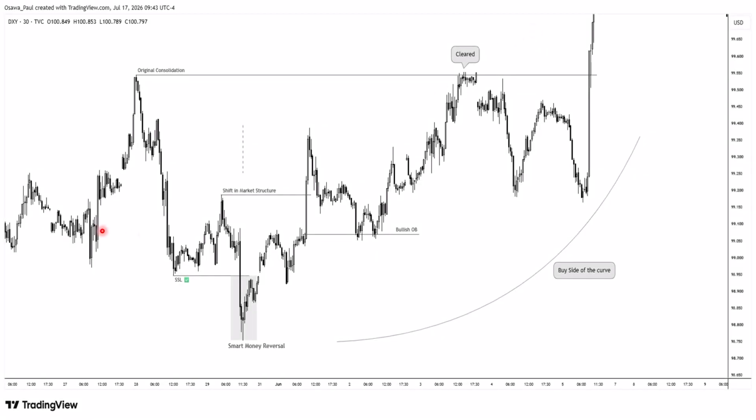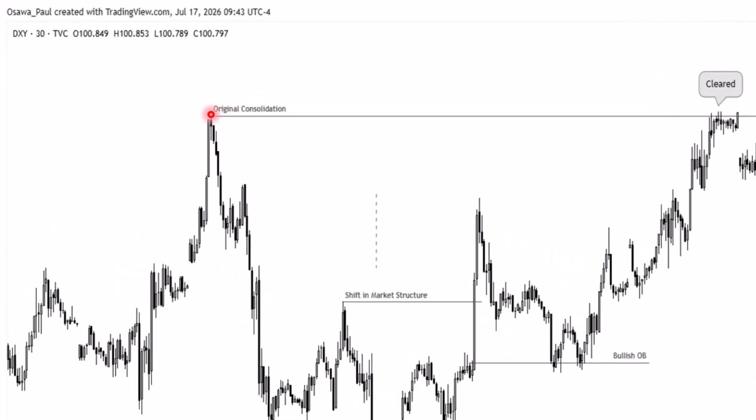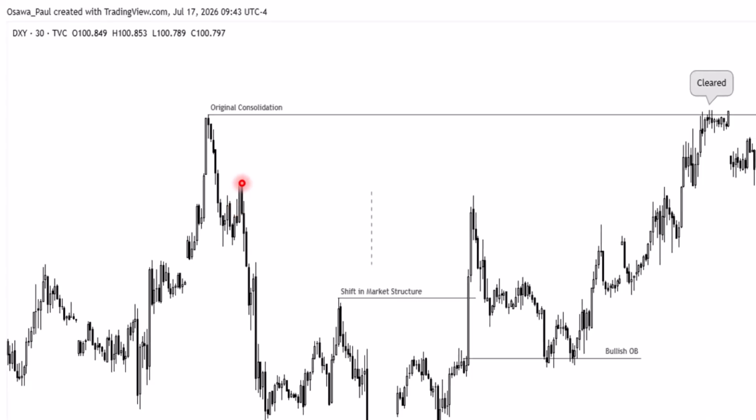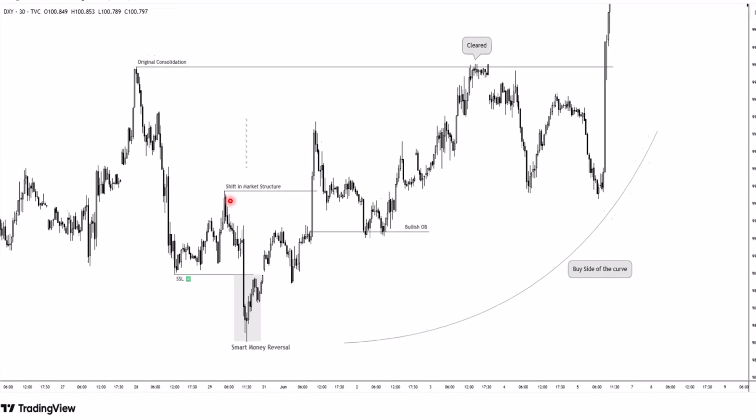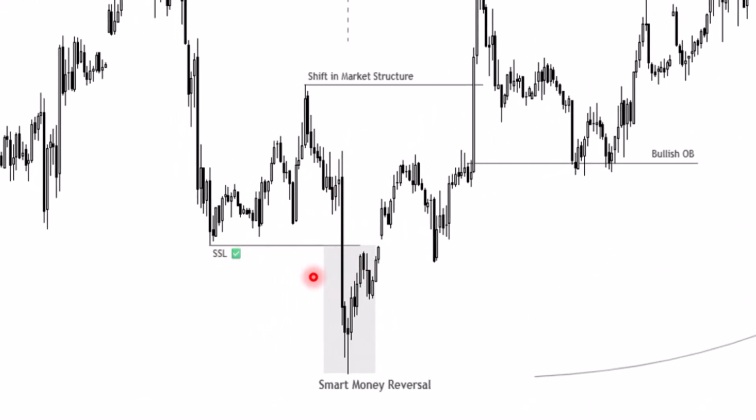This is another example for the dollar index. Original consolidation, the market gave us a low risk sell over here, another area, but took out that particular sell side liquidity pool, giving us the smart money reversal. After the smart money reversal has been formed, we wait for a significant shift in market structure. Somebody can use this one, an aggressive trader. Another trader will be able to use this particular high. Another one will use this high.